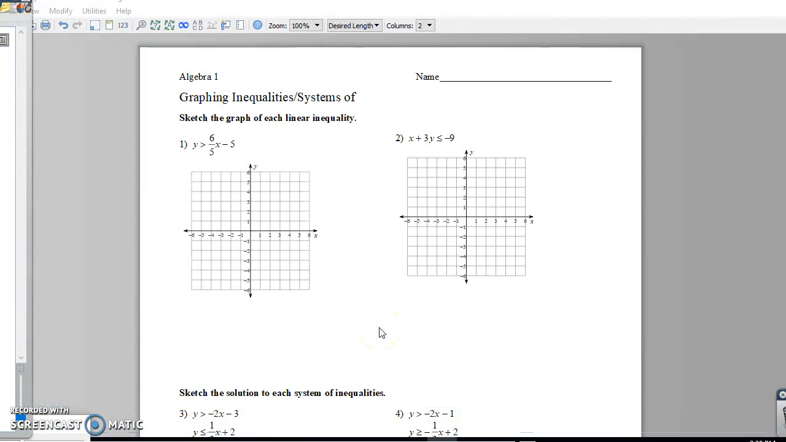Alright, so I'm getting a few common questions on the homework assignment, or what we did in class here. So I want to answer some of those for everybody.